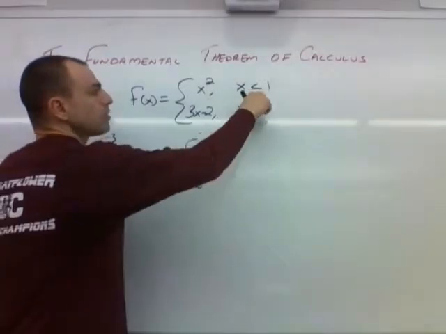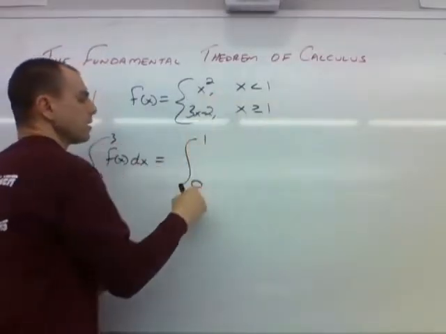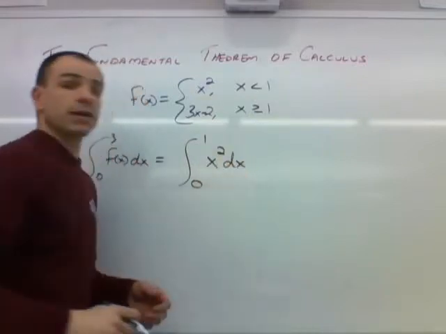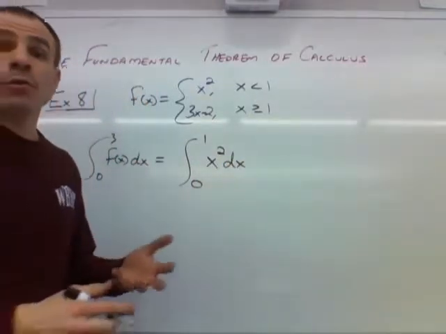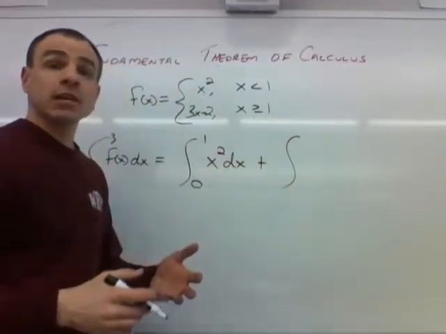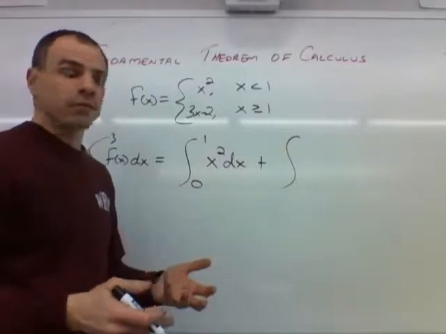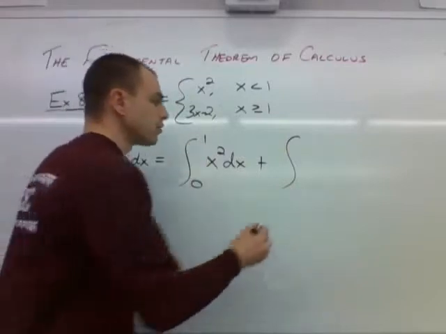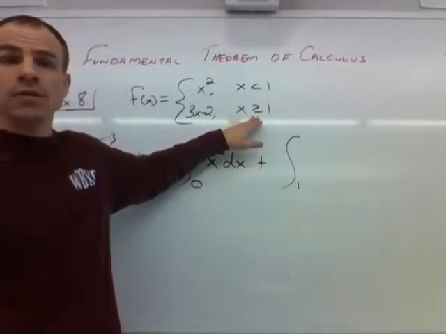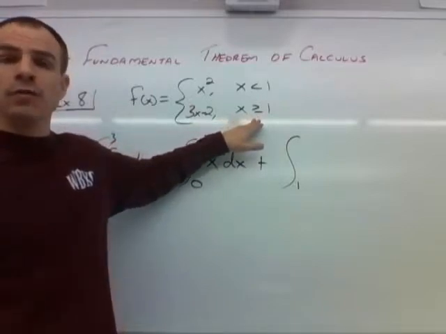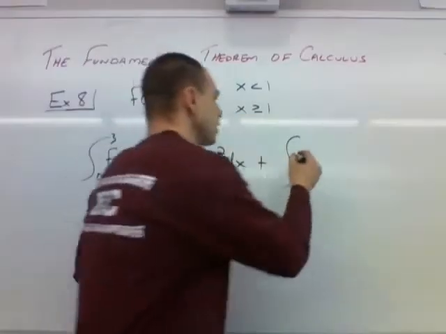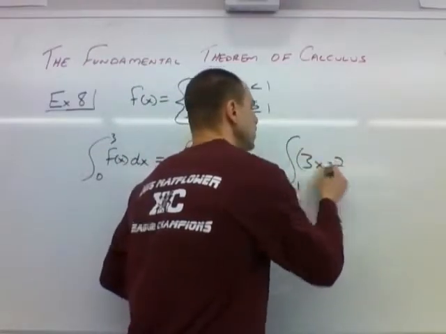And as long as we're less than 1, we can use x squared. So from 0 to 1, we're going to have the integral of x squared dx. And then we're going to add to that our second integral. Now the second integral needs to pick up where the first one left off. The first one left off at 1, so we're going to start our integral at 1, which makes sense because the second function is valid once x is greater than or equal to 1. And our integrand is going to be 3x minus 2 dx.